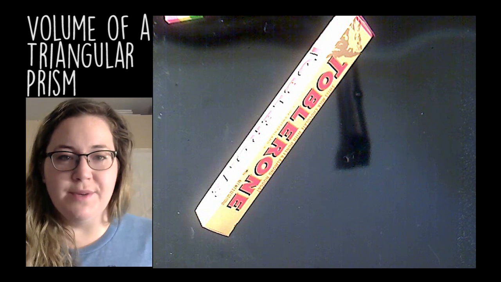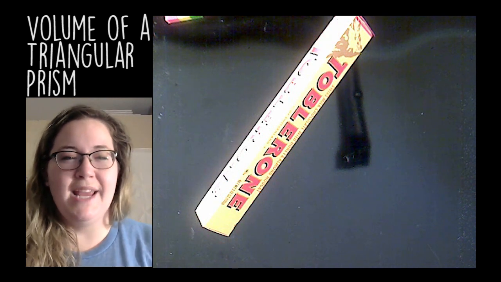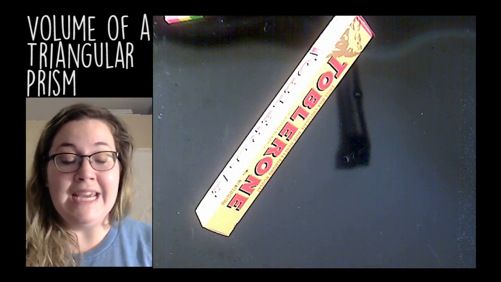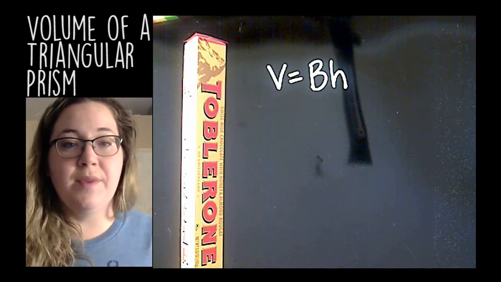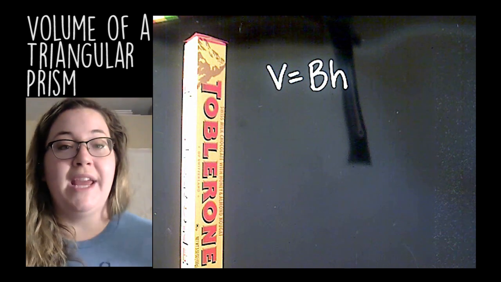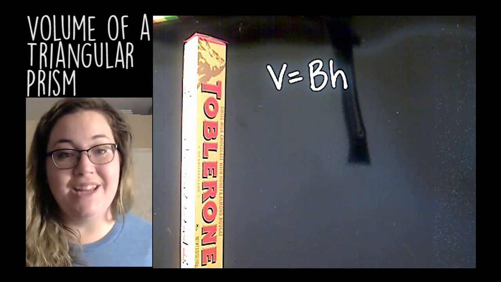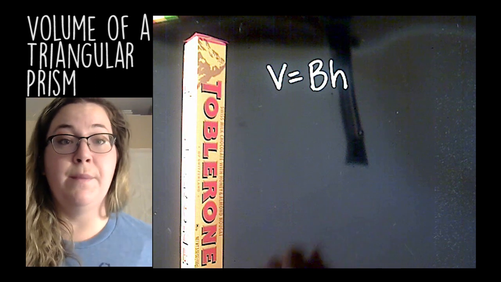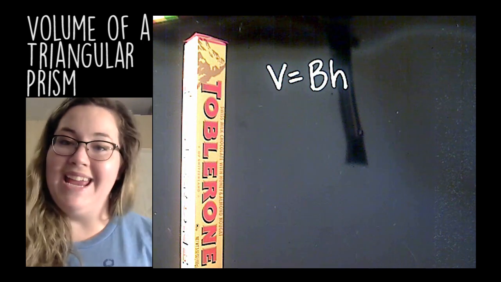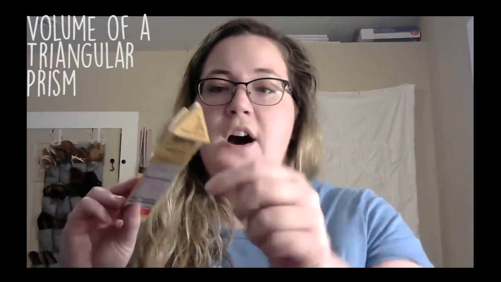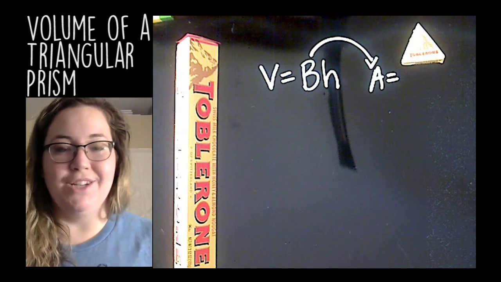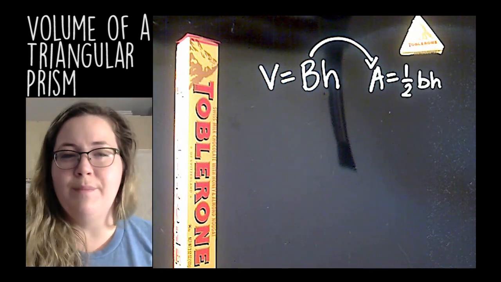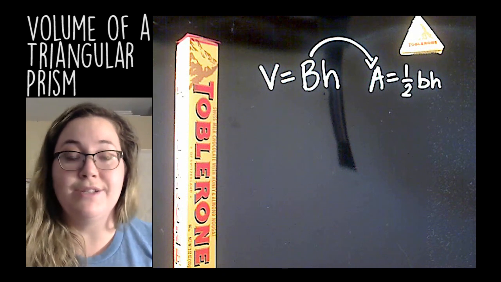Volume of a triangular prism. All prisms have the exact same formula for volume. V equals capital B H. Capital B stands for the area of the base. The base of a triangular prism is a triangle. So I'm going to put an arrow for capital B and put A equals. I have my base kind of off, so I'm just going to cut this little piece off so I can use this. The formula for area of a triangle is half B H. It's a tiny triangle, so it might not be exact, but I'm going to round as close as I can.